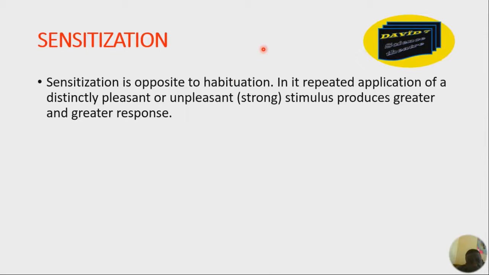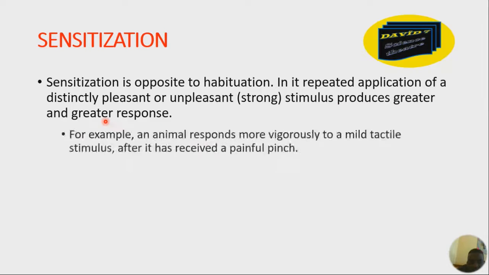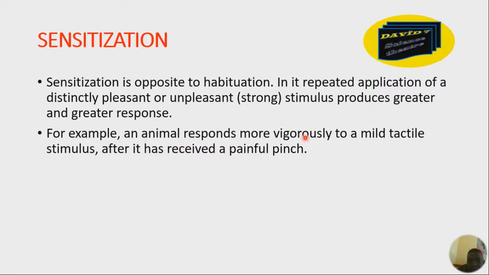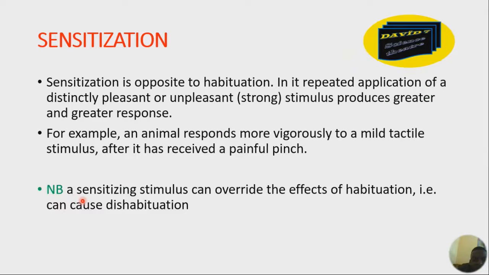So sensitization is the opposite of habituation. In it, repetition or repeated application of distinctly pleasant or even unpleasant but strong stimulus will produce greater and greater response. What am I meaning? An animal can respond more vigorously to a mild tactile stimulus after it has received a painful pinch. Yeah, this is a good example. After a painful pinch, a mild stimulus can also evoke more response. Okay? So, NB. A sensitizing stimulus can override the effects of habituation, i.e., cause dishabituation. This we've seen. All right.